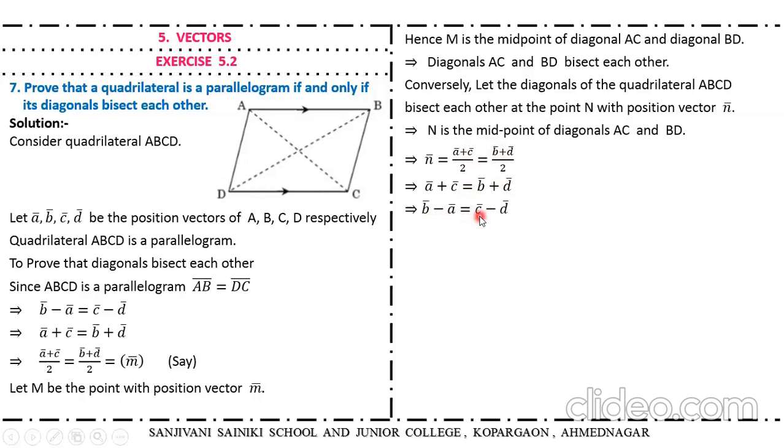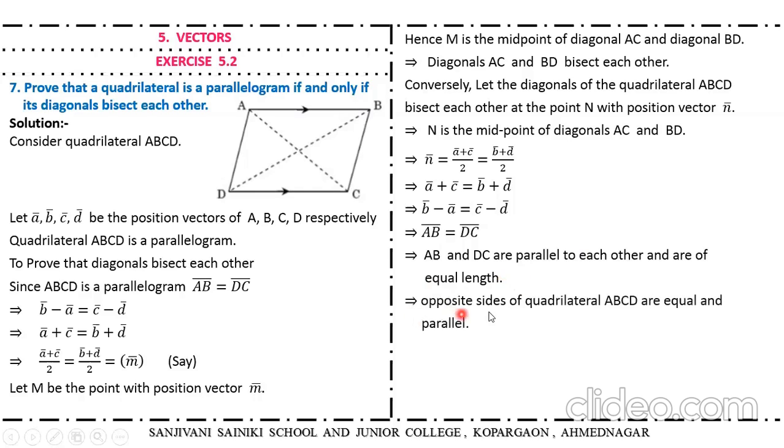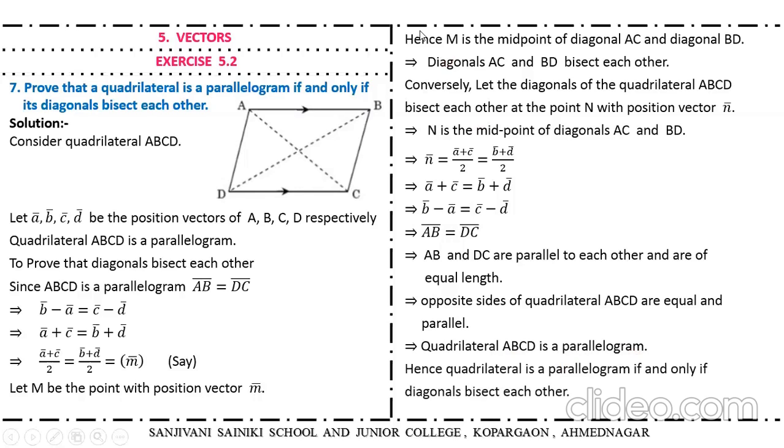B bar minus A bar is equal to C bar minus D bar, which implies AB bar is equal to DC bar, which implies AB bar and DC bar are parallel to each other and are of equal length, which implies opposite sides of the quadrilateral ABCD are equal and parallel. So, quadrilateral ABCD is a parallelogram. It proves the theorem. Hence, a quadrilateral is a parallelogram if and only if its diagonals bisect each other.